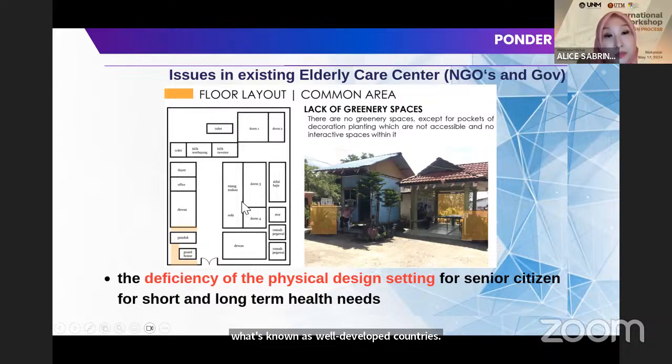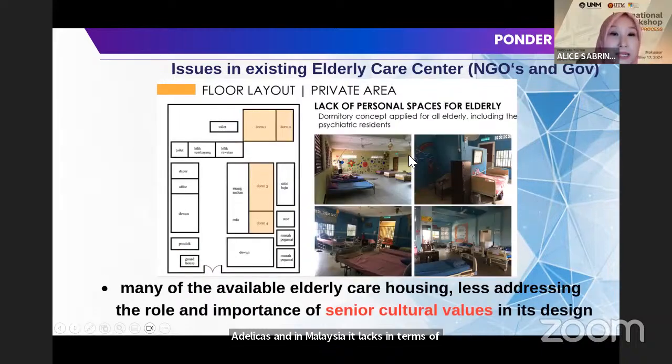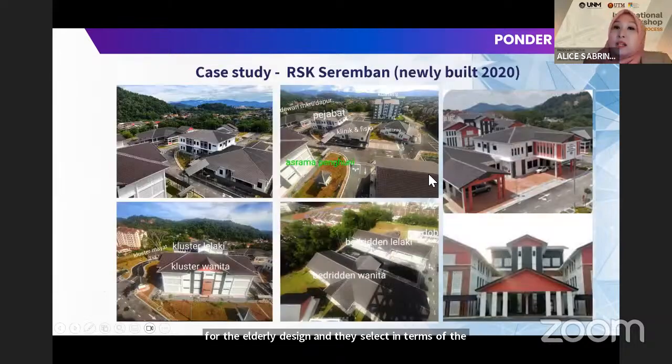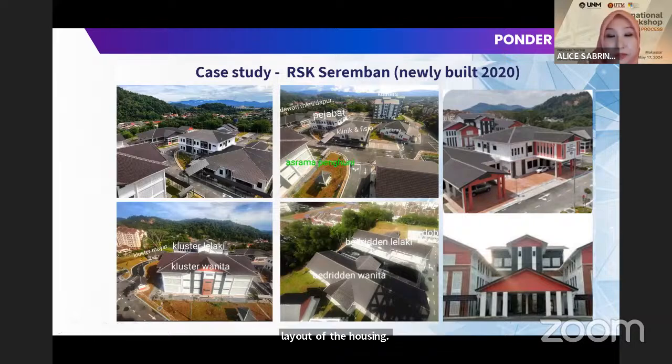So if you look into the Malaysian situation, I'm taking examples here so that you can have an overview of why the design process is important. This elderly care center in Malaysia is deficient in its physical design setting. You don't have enough personal spaces for the elderly, and there is a lack of senior cultural values in the design of the housing layout. And the most alarming situation is that this is one example of elderly housing newly built in Malaysia in 2020, managed by the Malaysian government.